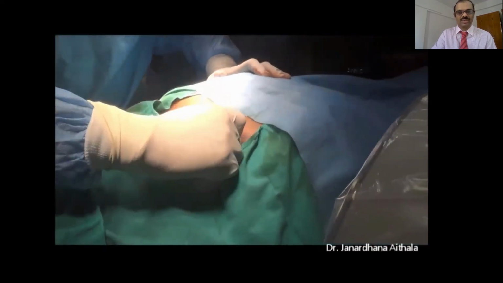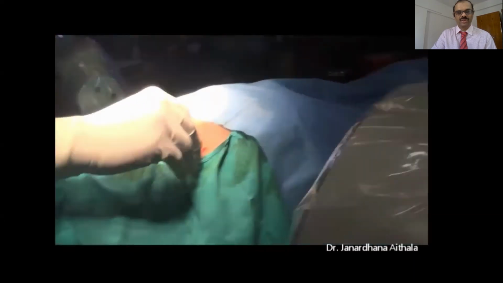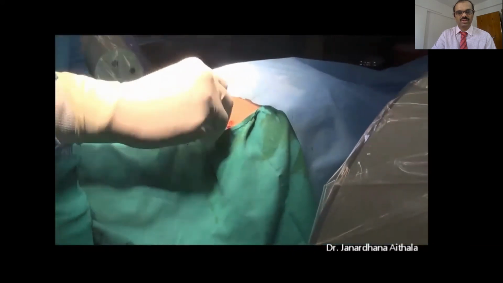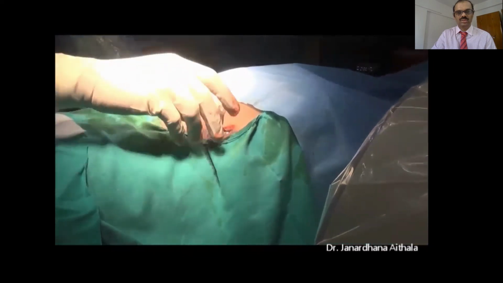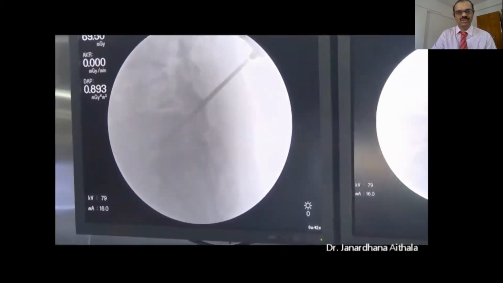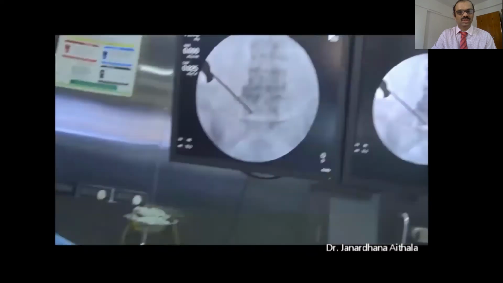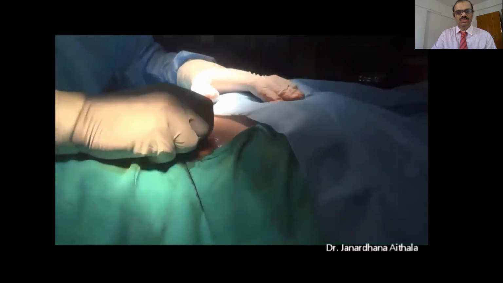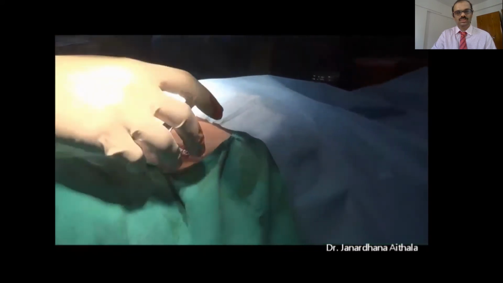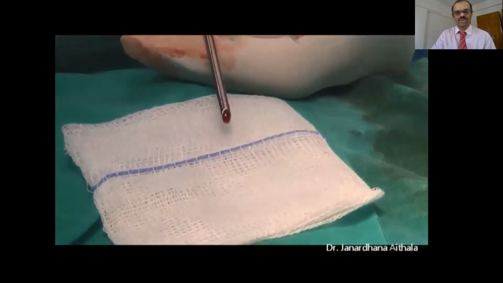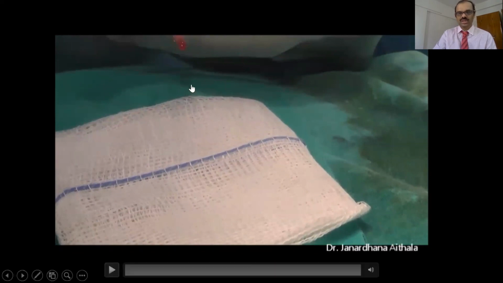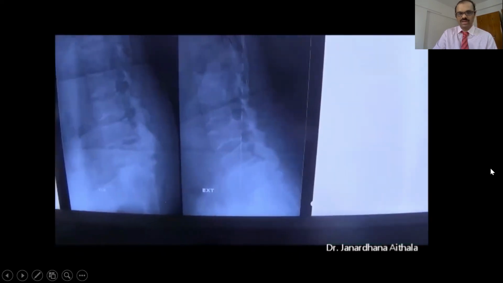So now we advance after removing the stylet. Then with a little bit of rotating movement, we try to capture a piece of bone. Then we pull out, and we can see that a large chunk of bone is again caught. That is how we do a transpedicular and extrapedicular approach. I think with this I would like to end my talk. Thank you.